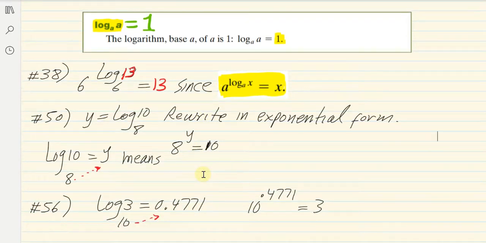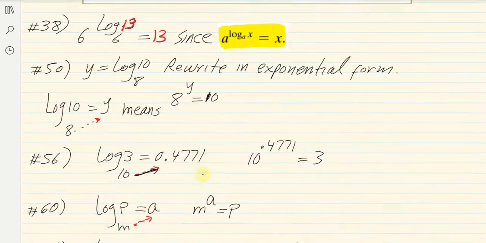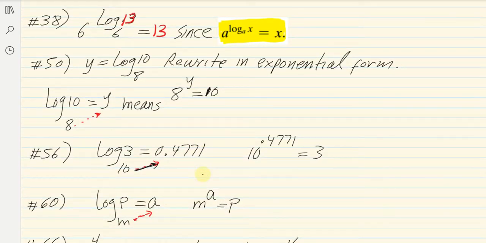Number 56, the same thing. Again, I'm going to say the answer to the log is the exponent to which you raise this base, right? Base raised to that exponent. And it's going to give you the argument, which is 3. That's the rewrite. Number 60, log base m of p equals a. Redefine it. M to the a power equals p.